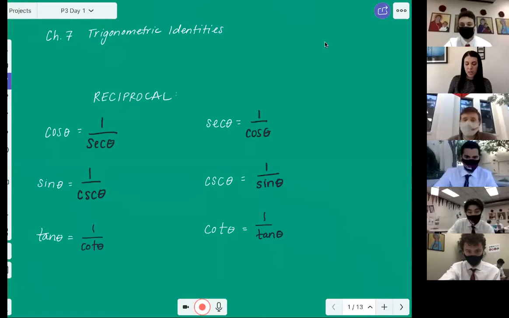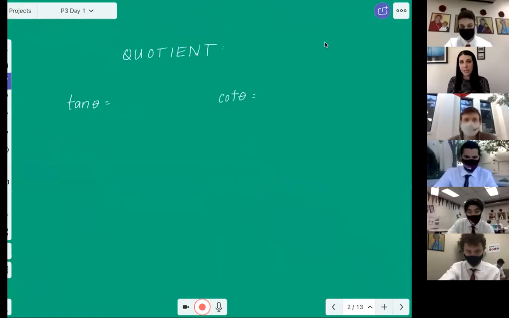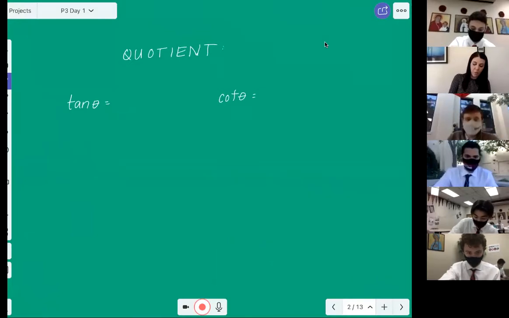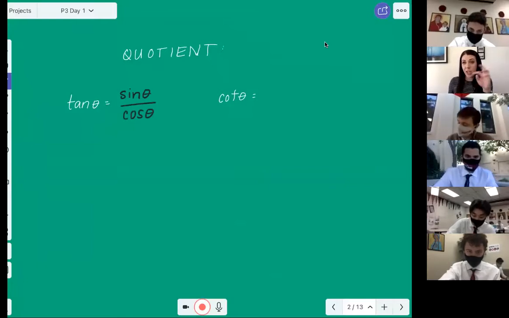All right, our next one is called our quotient identities. Quotient is usually used for division, and that's exactly what we mean here. So tangent of theta is the same as sine of theta over cosine of theta. And then cotangent, since cotangent is the reciprocal of tangent, you would just flip it over. So instead you'd have cosine of theta over sine of theta.